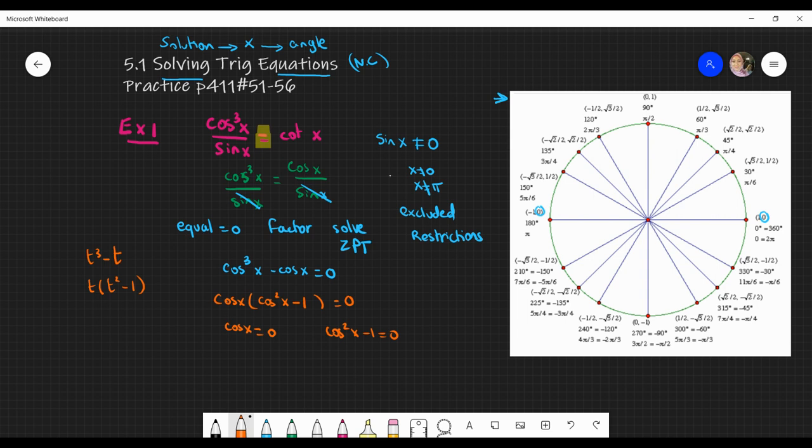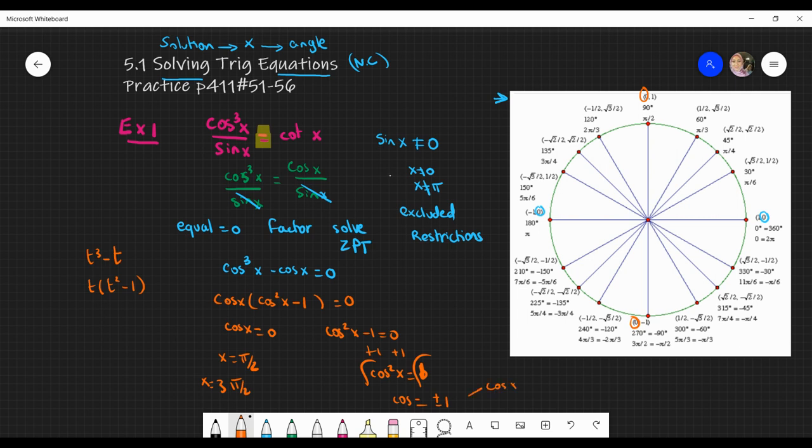Cosine equals 0. Which angle on the unit circle has x coordinate equals 0? We can see that it's pi over 2 and 3 pi over 2. With this one, I'm going to have to add 1 on each side. And 0 plus 1 is just 1. Then square root, you get cosine equal plus or minus 1.